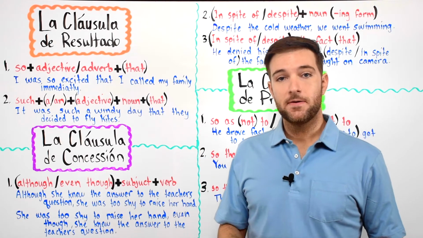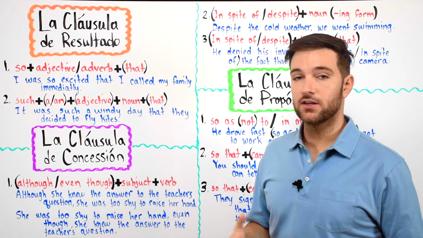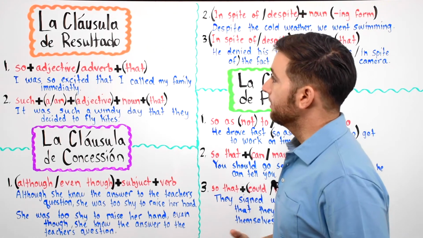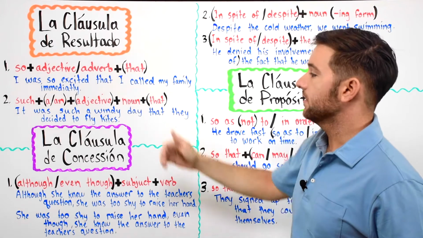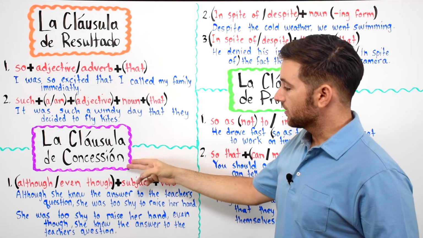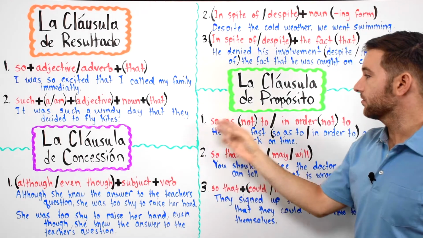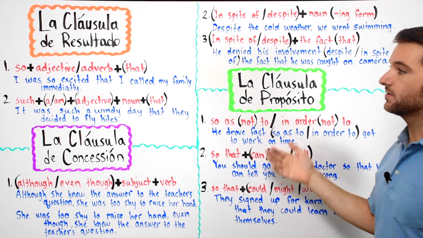En esta lección vamos a hablar sobre 3 nuevas cláusulas en inglés. Okay, we're going to talk about 3 new clauses in English que se llaman the clause of result. Number 2, the clause of concession. And number 3, the clause of purpose.